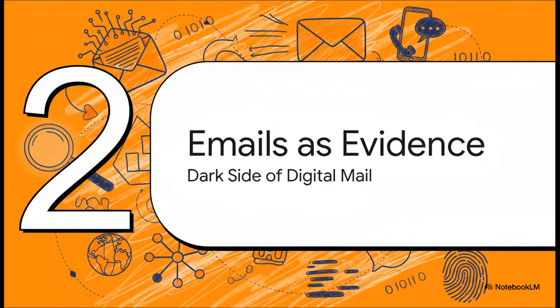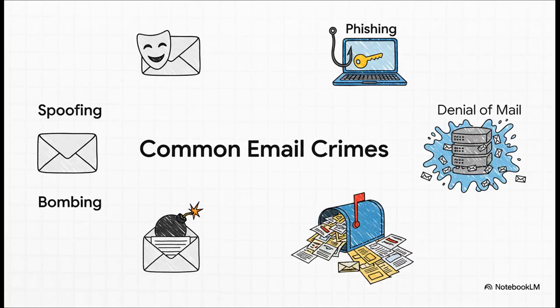So now that we see how the system is supposed to work, let's look at how it gets broken, because this amazing, efficient system can also be a tool for fraud, harassment, and all sorts of other crimes. And that's when a simple email suddenly becomes a critical piece of evidence. And believe me, investigators see it all.